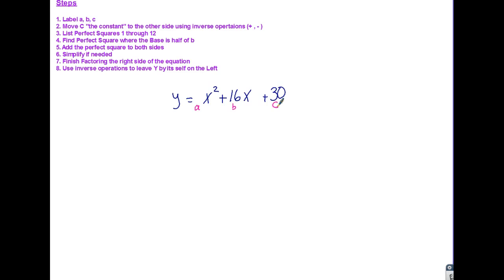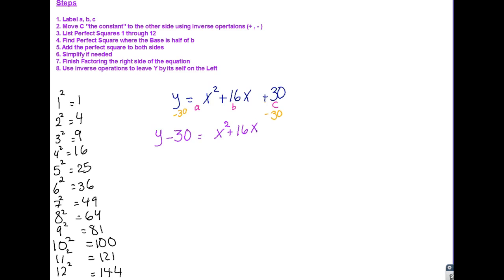Step 2. We need to use inverse operations to move C to the other side of the equation. So, if that's a plus, then the inverse will be minus 30. So we should get y minus 30 equals x squared plus 16x.